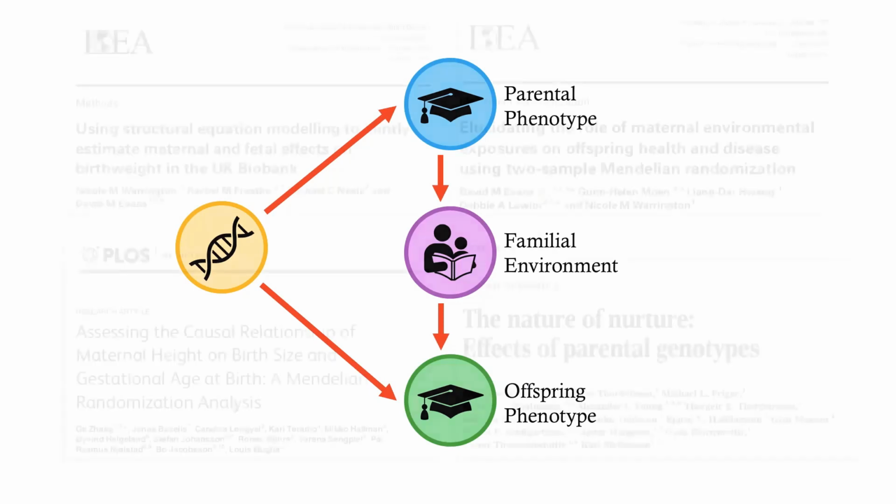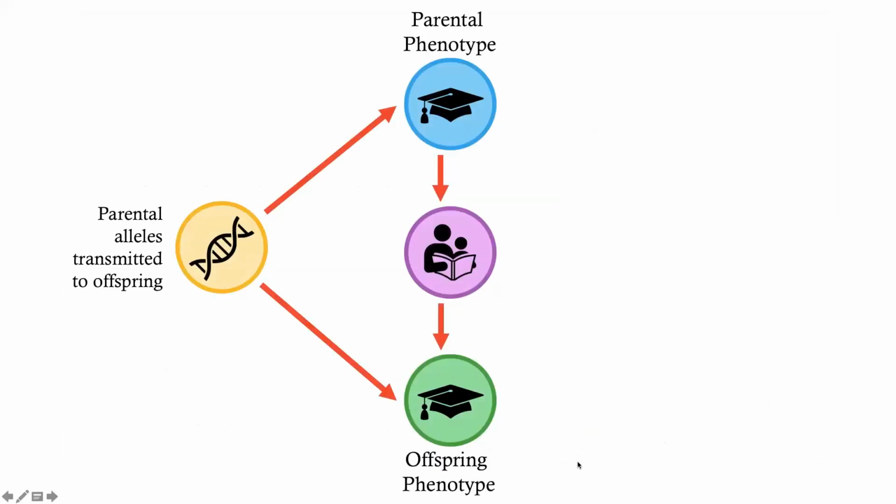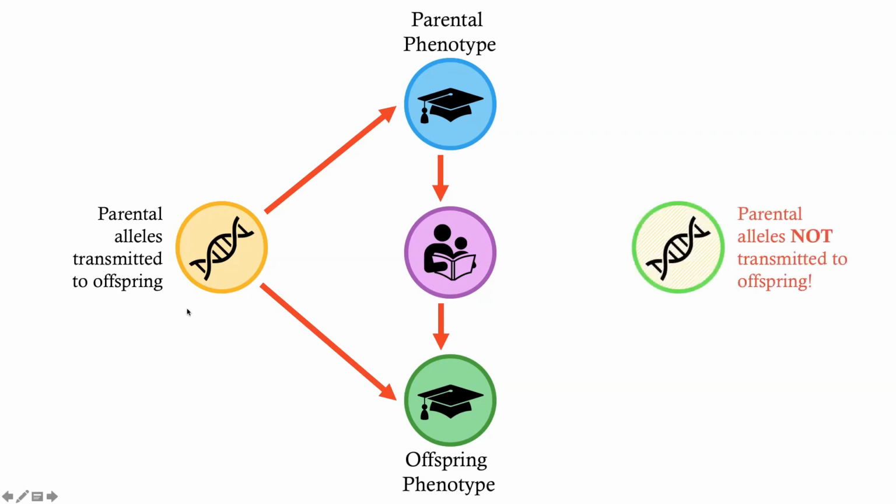So to that end, a number of recent papers, most notably this paper in the bottom right from Kong et al., published in Science, have implemented a pretty novel approach. Instead of just looking at the genetic factors that are shared between parents and offspring, these ones in yellow here, that is the alleles that parents transmit to their children, these researchers have also looked at the set of alleles that parents have but do not transmit to their offspring. So that is the portion of the parental genomes that they do not share with their child.